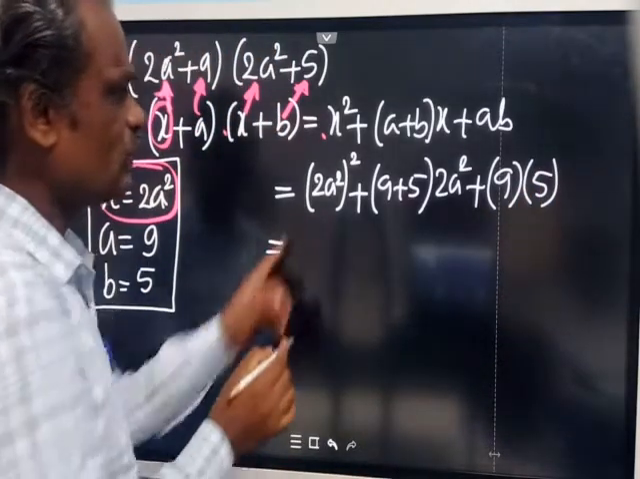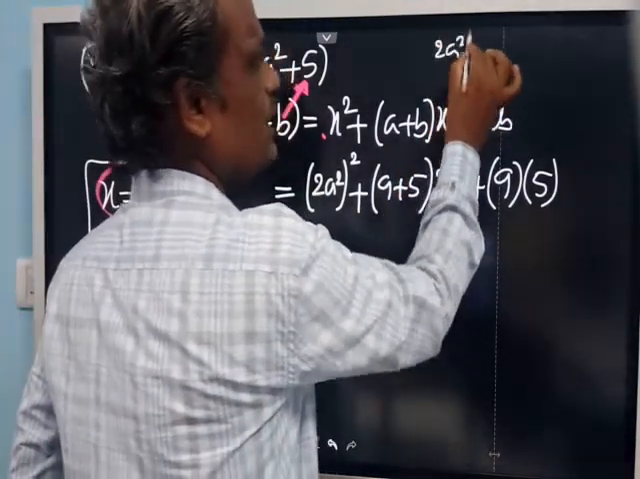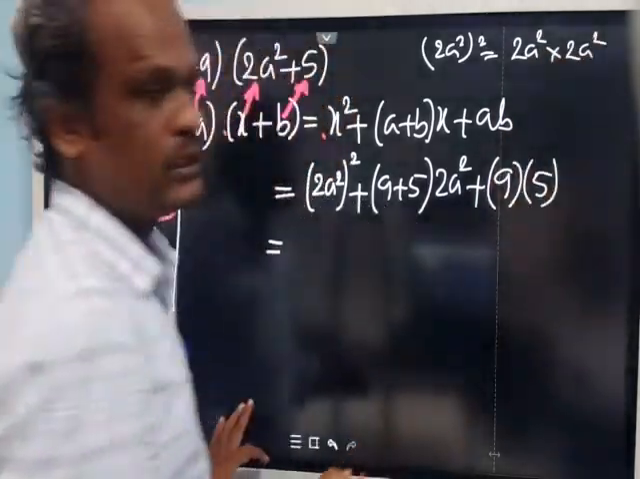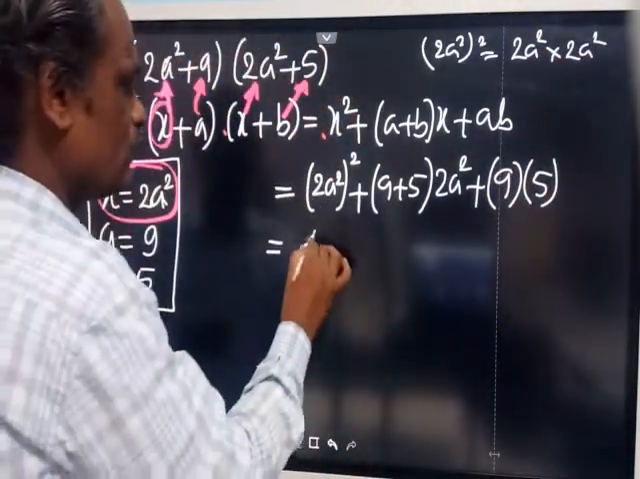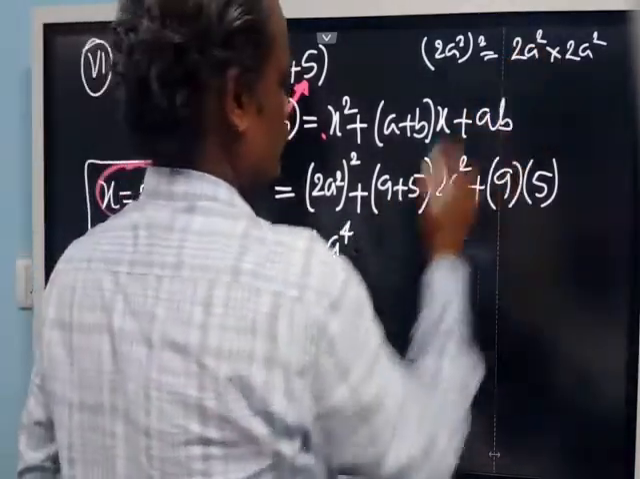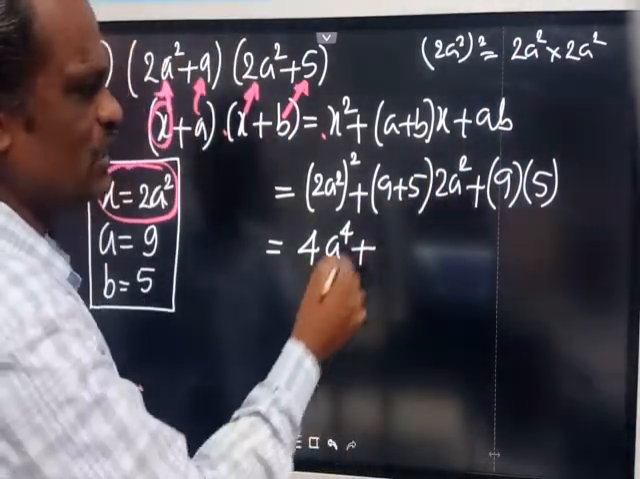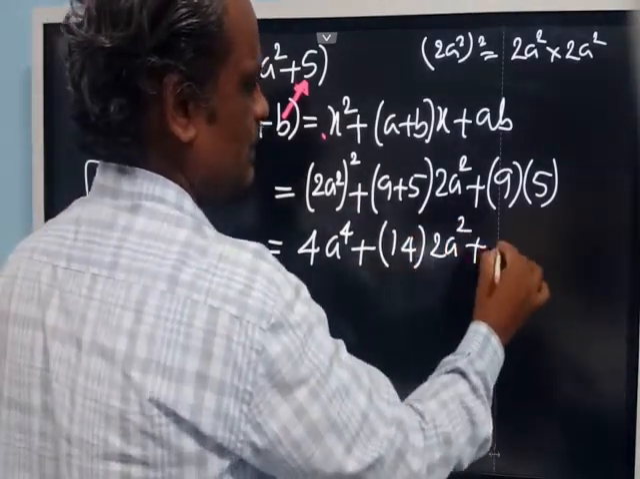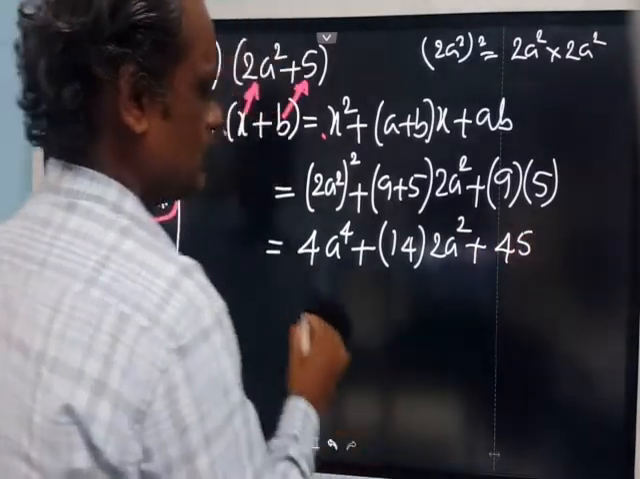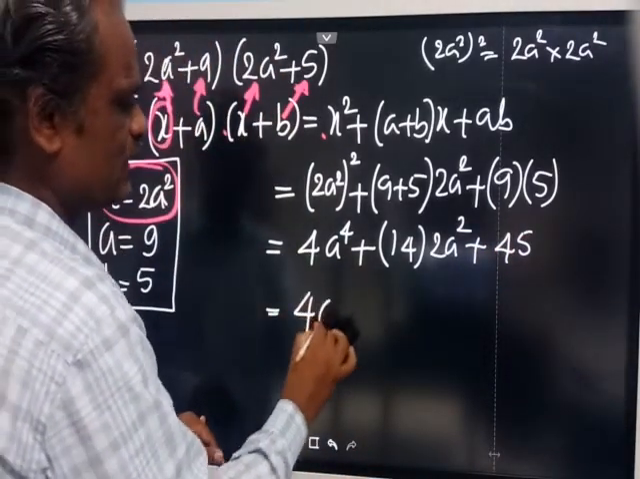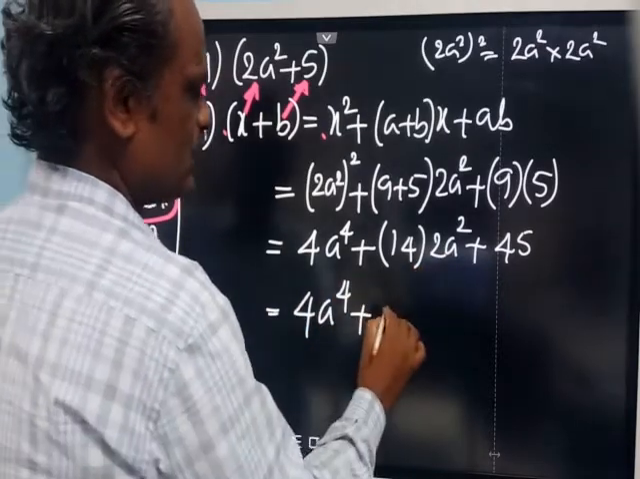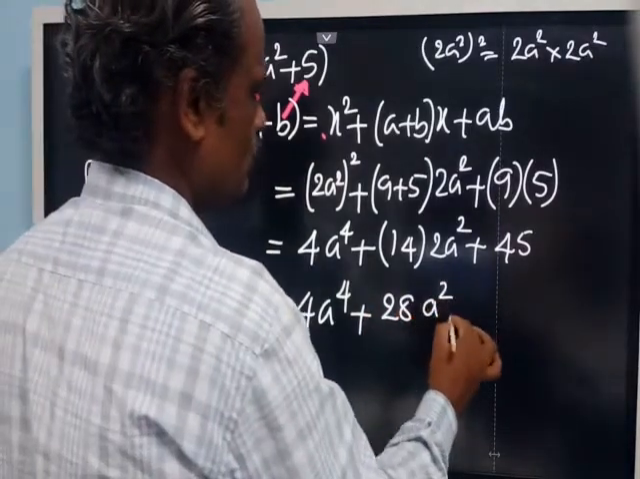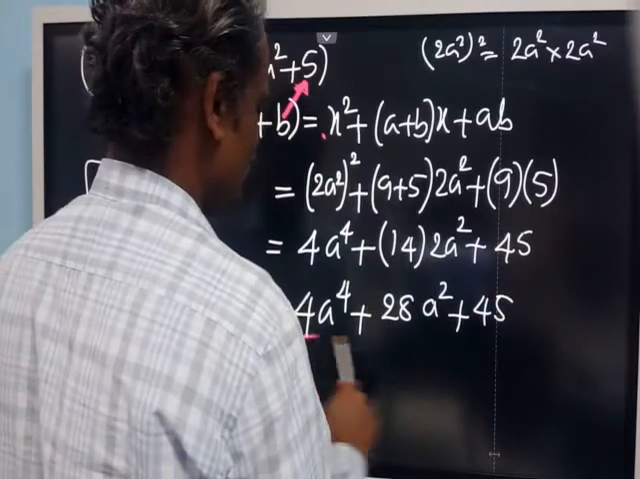Simplify this one. 2a square whole square is nothing but 2a square into 2a square. It is 4a to the power 4. Inside the bracket 9 plus 5, 14 into 2a square. 9 5s are 45. So now let us write once again 4a to the power 4. 14 2s are 28. 14 and 2 you have to multiply. 28 a to the power 2 plus 45. So this is the solution.